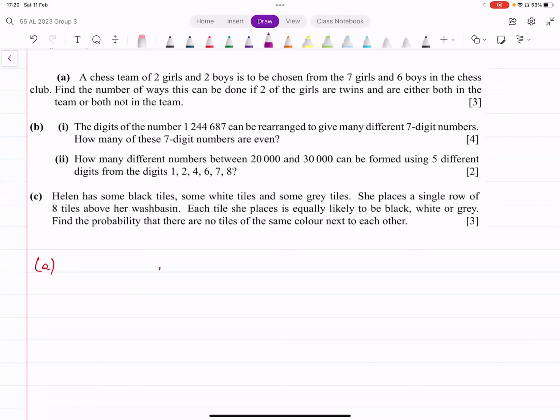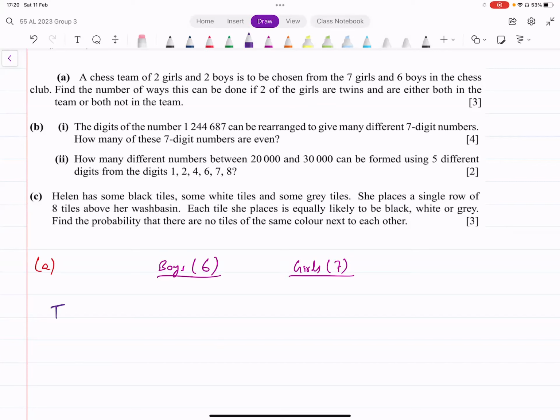Okay, so how many boys do we have? We have a total of 6 boys. And the second is the number of girls that we have is 7. Now we want a team of 2 girls and 2 boys. Okay, that's what you want. Now either the 2 twins can be in the team, can both be in the team or both not in the team? So let's consider both of those cases.